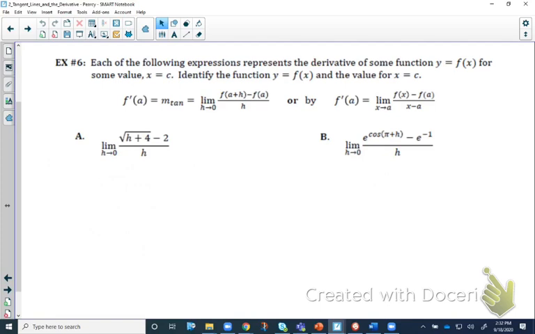So in A, the function, it's asking us, well, what is the function here? So y, in this case, we're just kind of looking at this. This is going to be the square root of x. That's what the function is going to be.